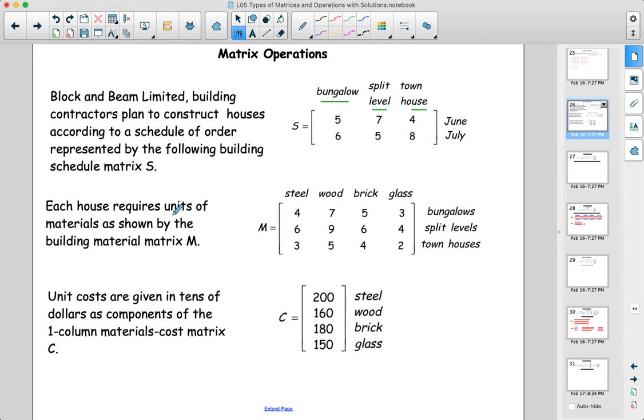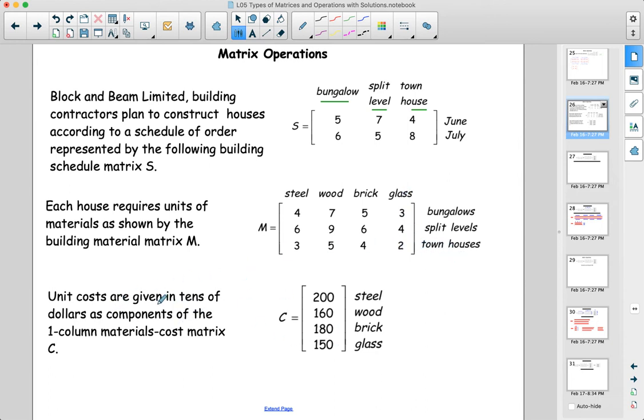Now, each house they build requires units of material as shown by the material matrix. So a bungalow requires 4 units of steel, 7 units of wood, 5 units of brick, 3 units of glass. Split level, 6 units of steel, 9 units of wood, 6 units of brick, and 4 units of glass. Townhouses require 3 units of steel, 5 units of wood, 4 units of brick, and 2 units of glass.